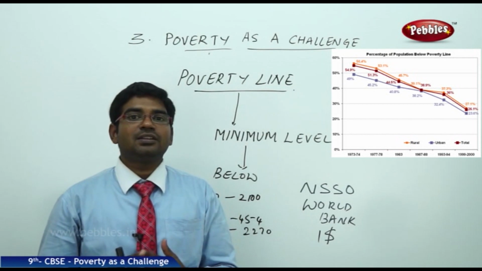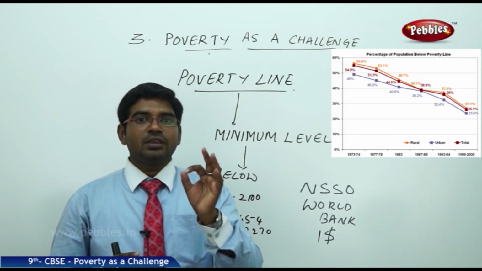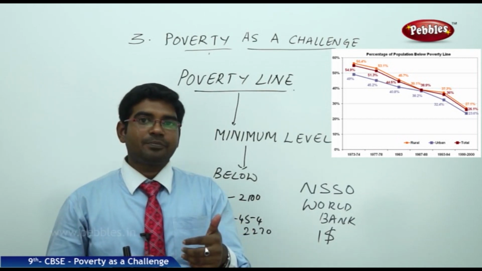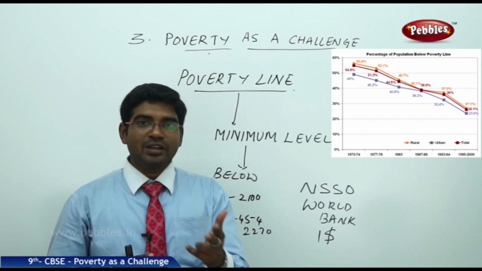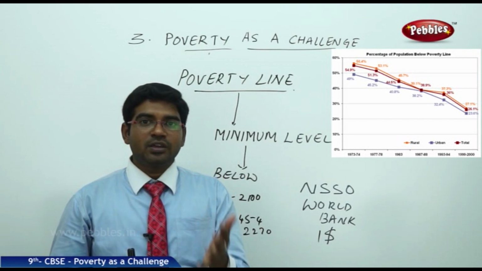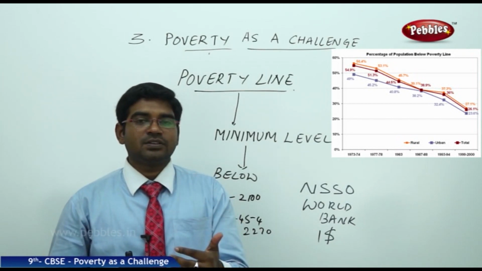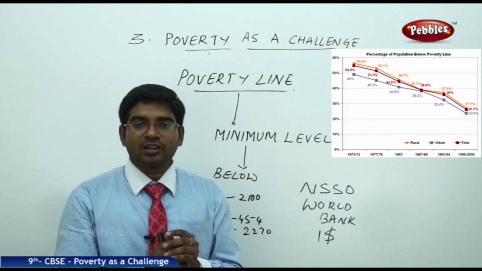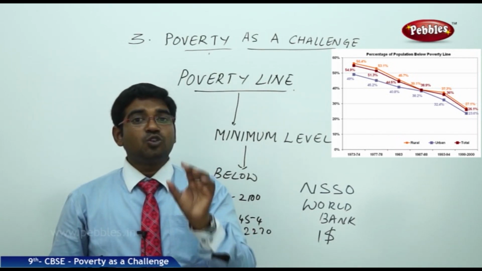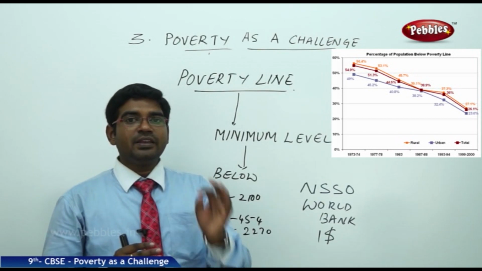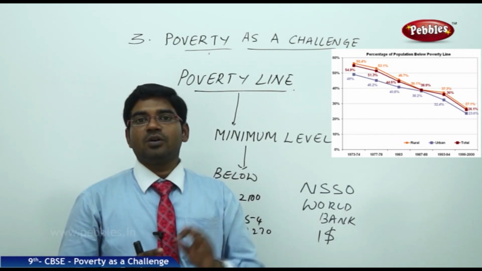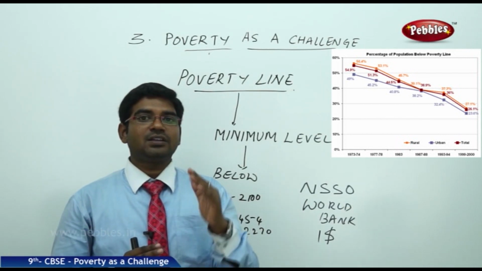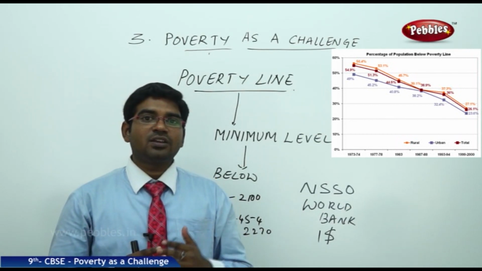And moving on to understand the ground reality in our country, we have the minimum requirements like food, clothing, shelter, footwear, educational requirement, health facilities. These are all required at the minimum level, and if he is able to meet these requirements, then he is considered to be above the poverty line. If he fails to meet these requirements, he is considered to come under the category of below the poverty line.